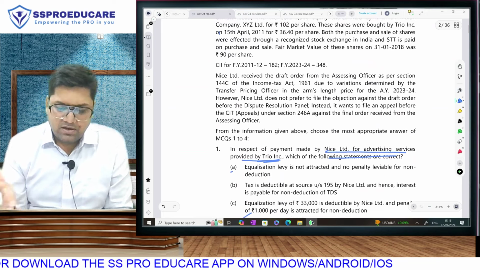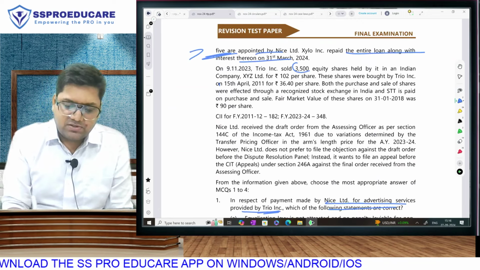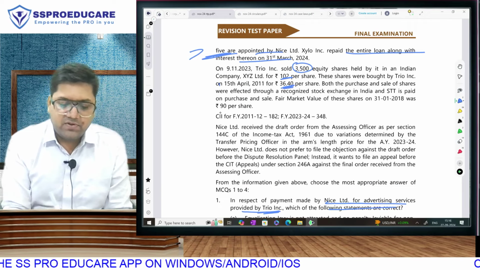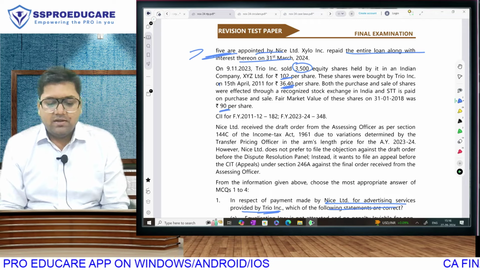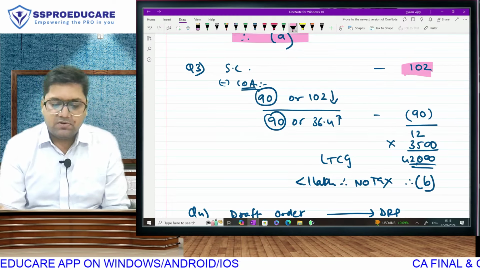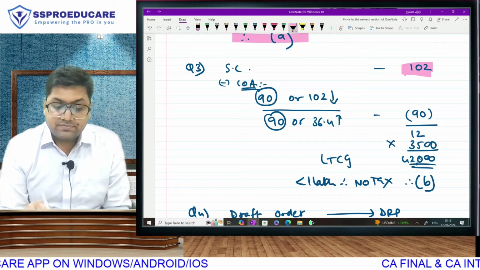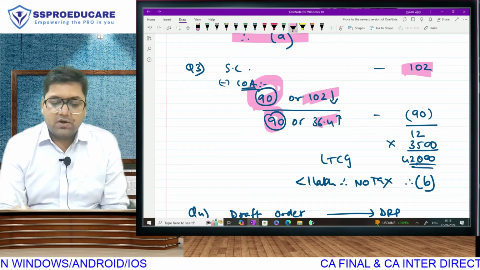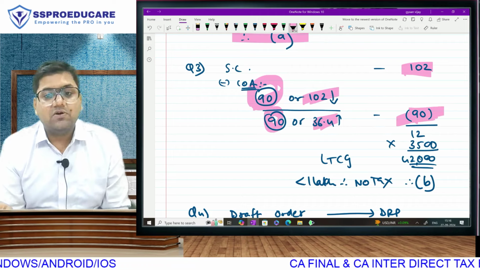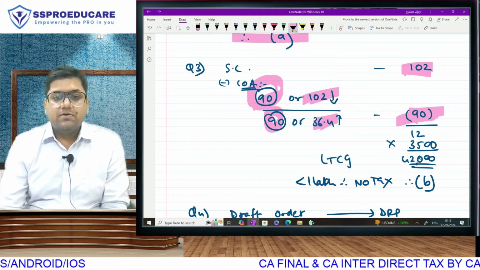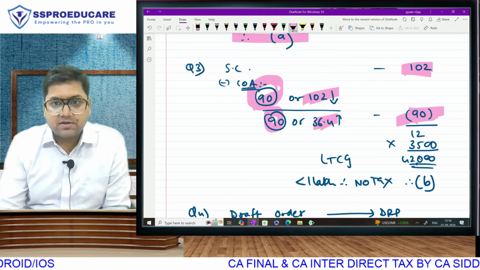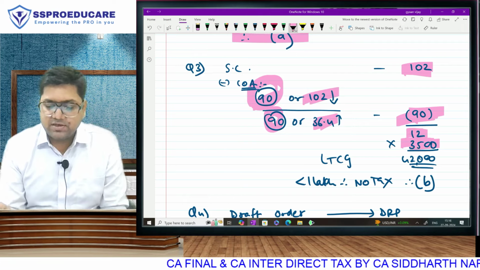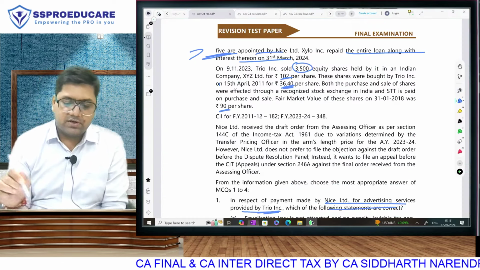If you observe carefully, Trio had sold 3,500 equity shares. Selling price is 102. Cost price was 36.4 and FMV on 31st Jan 18 was 90. So what we do is, first we take selling price 102. In cost of acquisition, we take FMV or selling price, whichever is lower. So 90 becomes our answer, and this or actual cost, whichever is higher. So final answer to cost of acquisition will become 90, and obviously 12 rupees into 3,500 will give you long-term capital gain of 42,000 rupees.